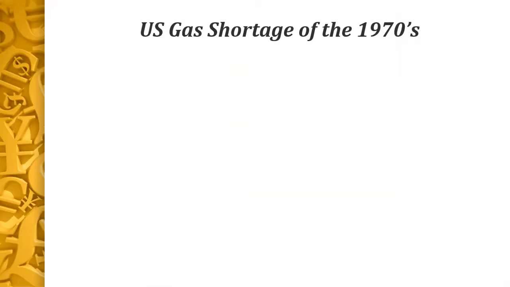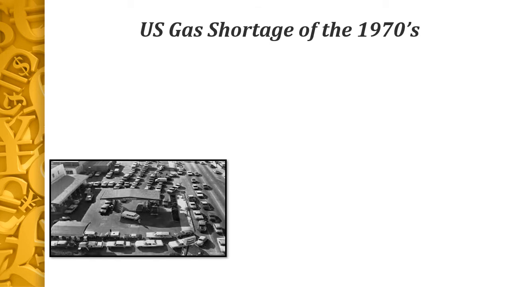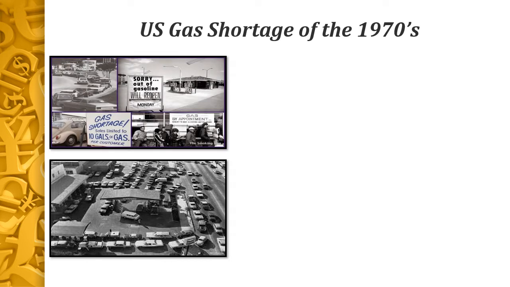Let's look at a real life example of a price ceiling and the results of that. And this is the U.S. gas shortage of the 1970s. So in 1973, you could buy a gallon of gas for 50 cents. But by May of 1974, so that's less than a year, gas was over $4 a gallon. Now, this created gas lines, as you can see. And gas shortages became very common.